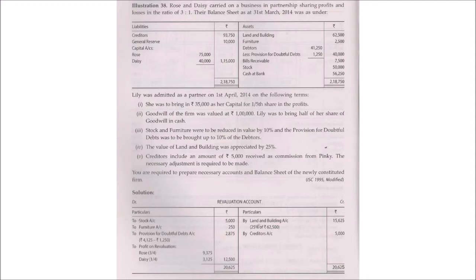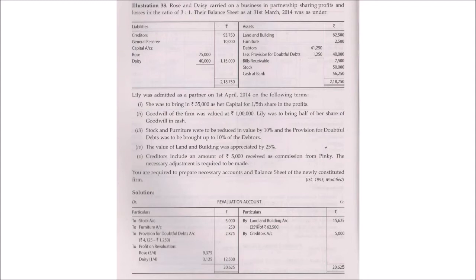Asset side. Land and building 62,500 rupees. Furniture rupees 2,500. Debtors 41,250 in the inner column, less provision for doubtful debts 1,250, amount column 40,000 rupees. Bills receivable 7,500. Stock rupees 50,000. Cash at bank rupees 56,250.